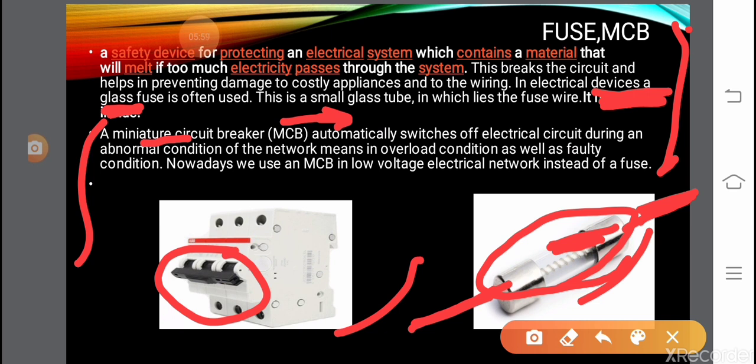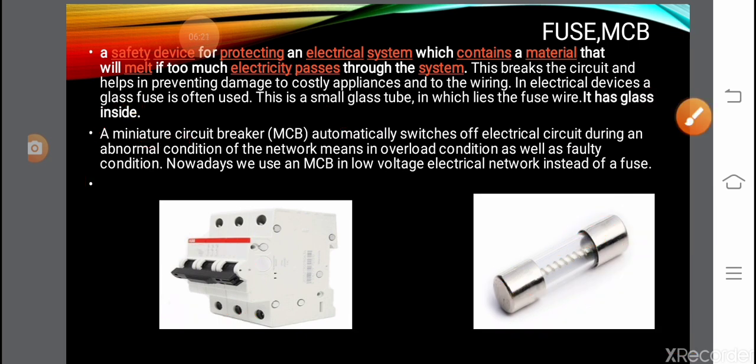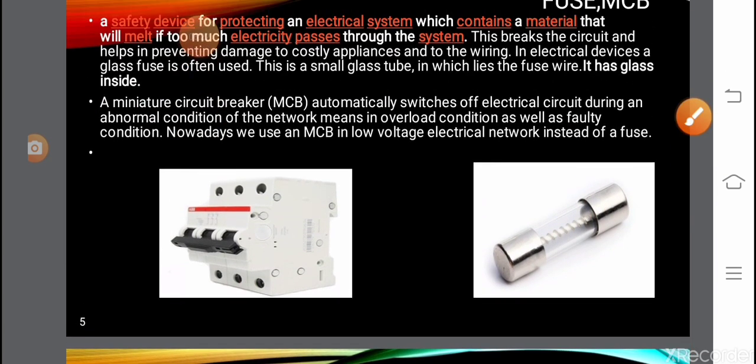Basically the current limit exceeds due to two reasons. One, there is overloading, means so many devices are connected together, or short circuiting, means the wires get wear and tear, means for so many years the same wires are getting used. So this was fuse and MCB.